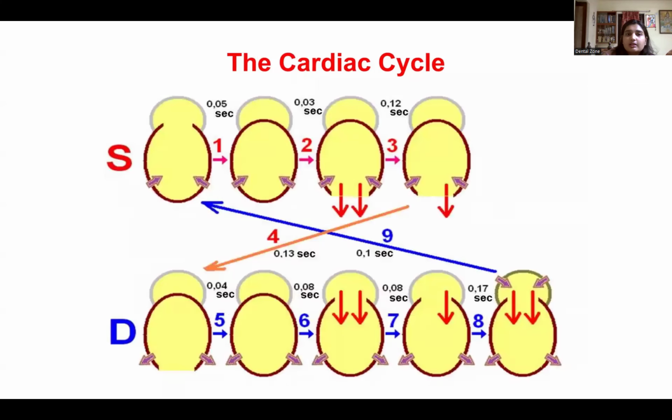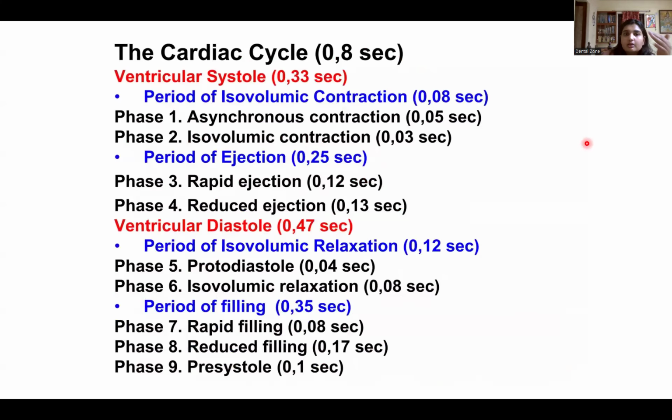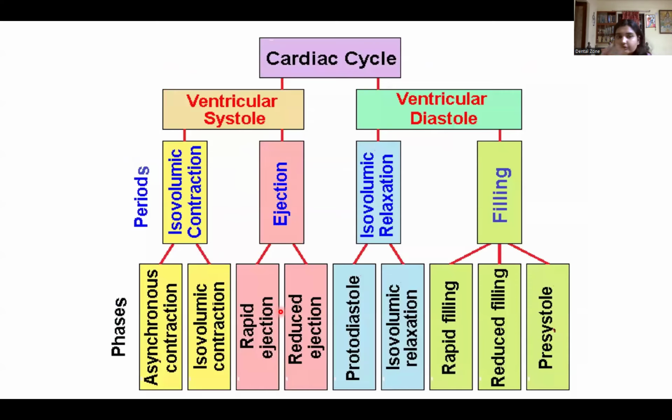So this entire phasic representation was given by Sir Carl J. Wiggers. The cardiac cycle, which lasts for 0.8 seconds, has a ventricular systole and a ventricular diastole, and in total there are 9 phases. Okay. Period of isovolumic contraction, period of ejection, period of isovolumic relaxation, and period of filling. Let us study all of this in detail.